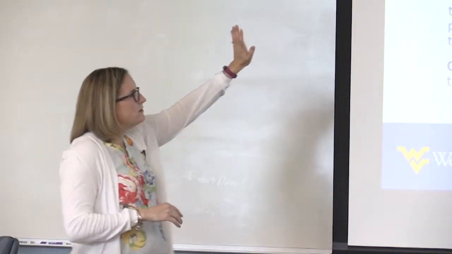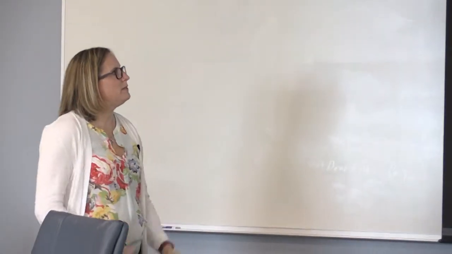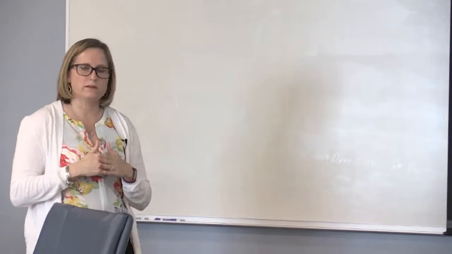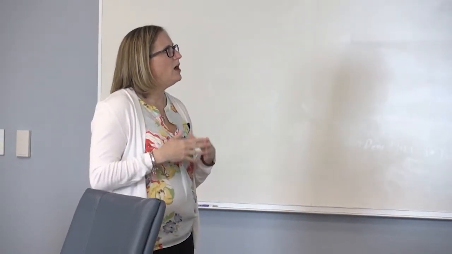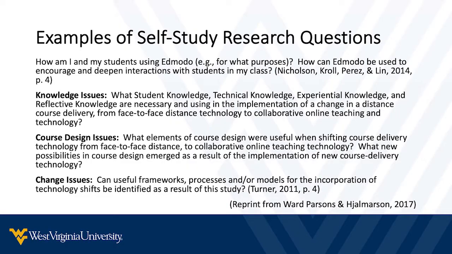So what they have here in this table is they basically looked through the literature, which, as you know, is very important from previous slides, and they found sort of where these research questions fell, and they categorized them into these three areas. Again, they were focusing on online learning within teacher education. So they categorized them into knowledge issues, course design issues, and then change issues.